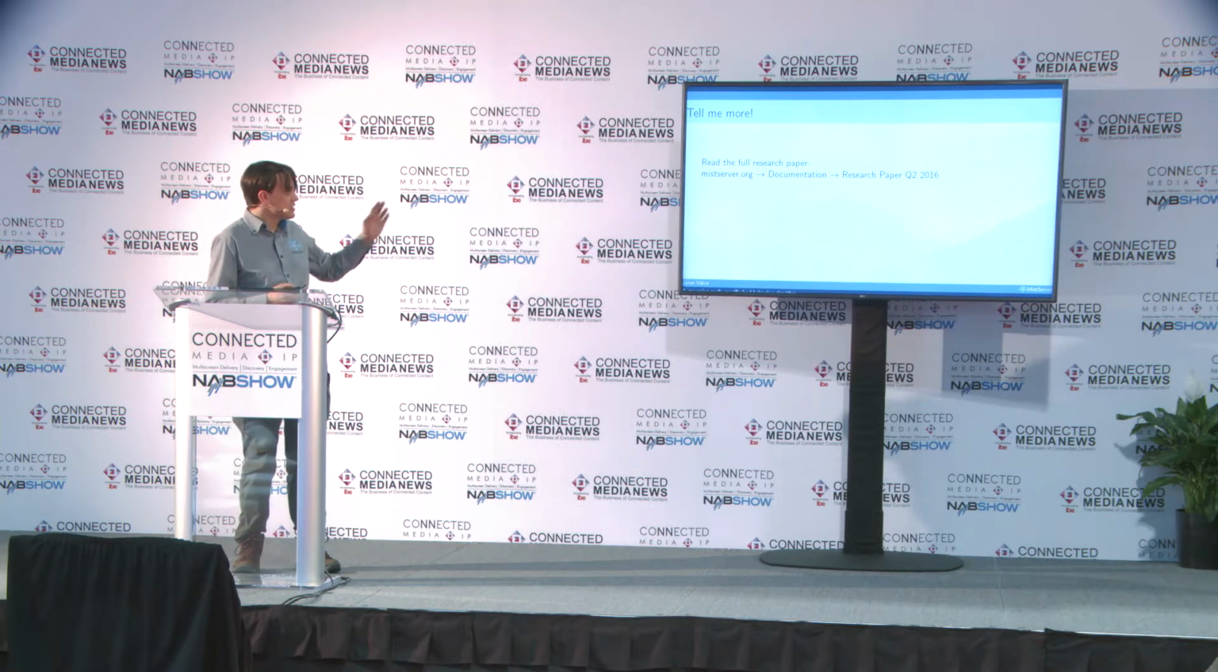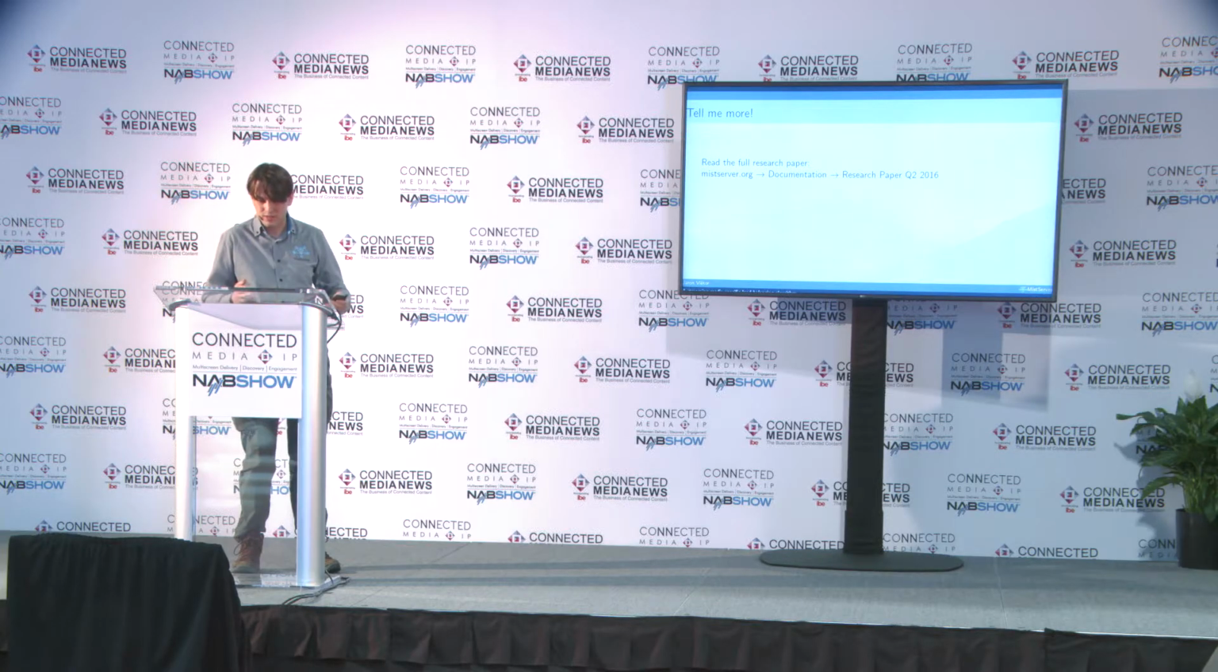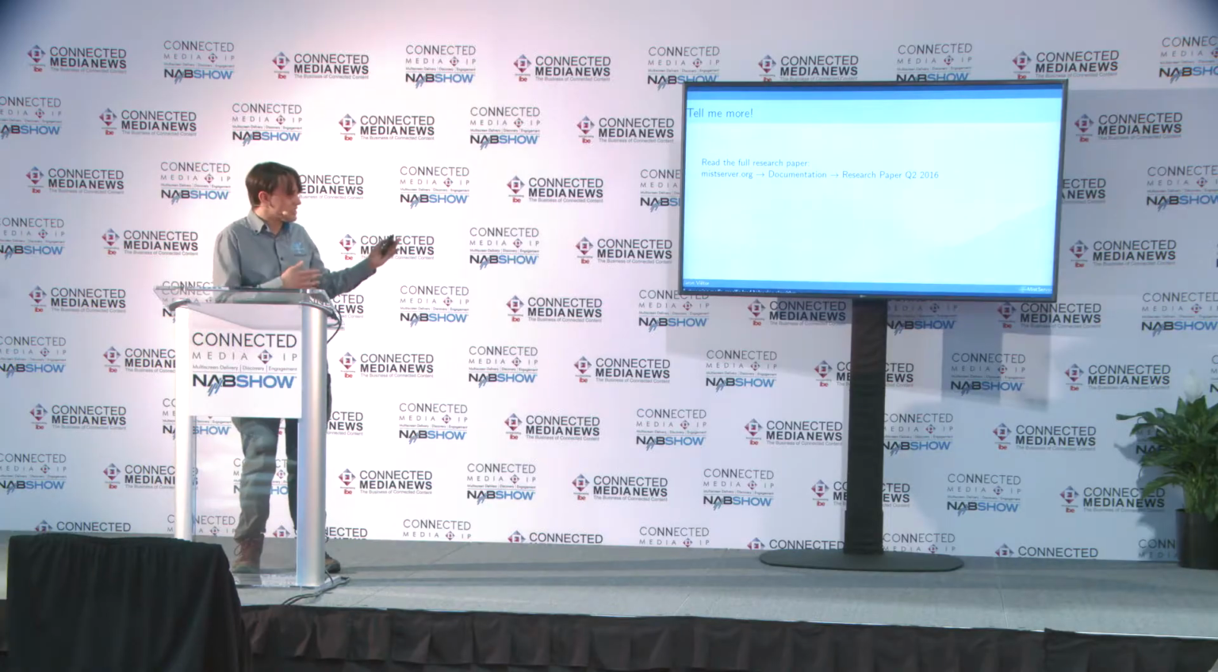Now, if you want to get more information about all this, there was actually a research paper written on this way back in the middle of 2016. It's posted on our website. If you go to MistServer.org, click documentation, and then the research paper Q2 2016, you can read all about it. We also compare it with a state-of-the-art load balancing algorithm that has been published. And we do all kinds of cool tests and comparisons, so you can use that to get more details, because this explanation was obviously a little bit on the short side to keep it accessible.